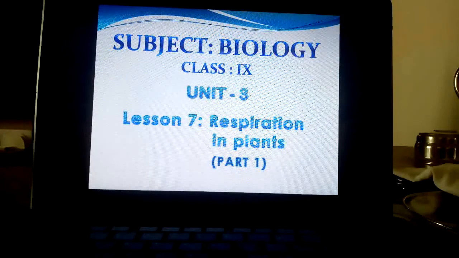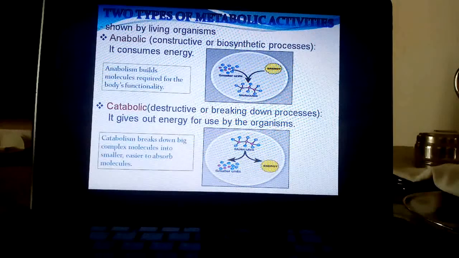Subject biology, class 9, unit 3, lesson respiration in plants. Okay, children, any organism if you take, they require energy. Likewise, plants also require energy. Why do they require energy? To do certain activities like intake of food, liberation of energy, excretion, photosynthesis, etc. All these activities together are called by a phenomenon, namely metabolism.